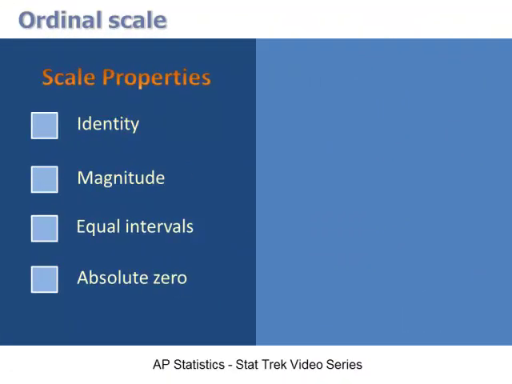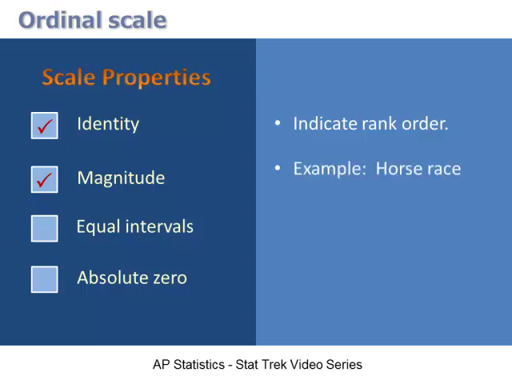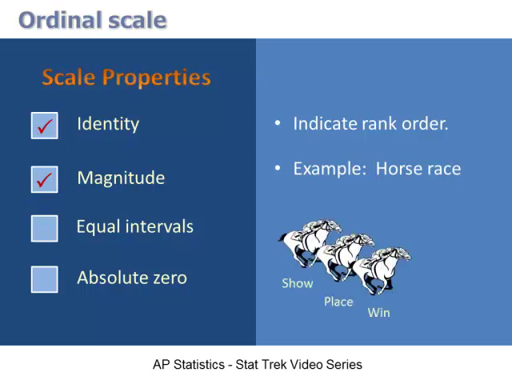Ordinal scales have the property of both identity and magnitude. Ordinal scales provide information about magnitude because they indicate rank order. An example of an ordinal scale in action would be the results of a horse race, reported as win, place, and show. The horse that won finished ahead of the horse that placed, and the horse that placed finished ahead of the horse that showed.